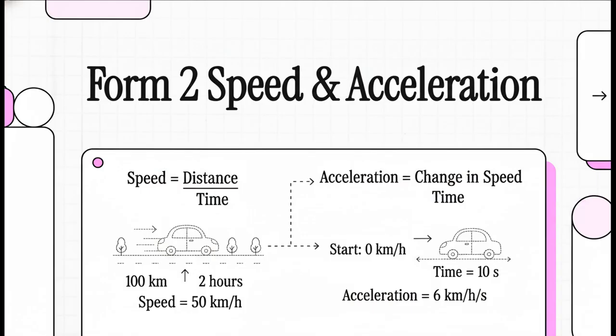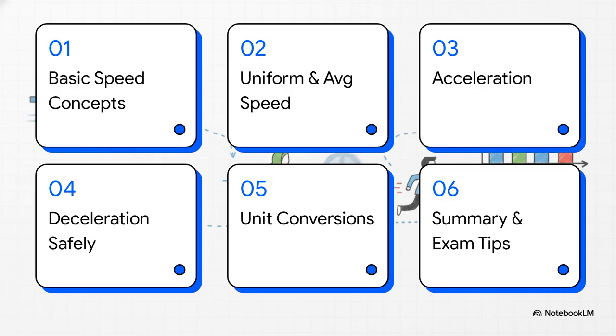Let's get into it. Here's our quick roadmap for today's explainer. We'll kick things off with basic speed concepts, move right into uniform and average speed, and then tackle acceleration and deceleration. After that, we'll build up to those famously tricky unit conversion questions, and finally wrap the whole thing up with a chapter summary and some must-know exam tips.